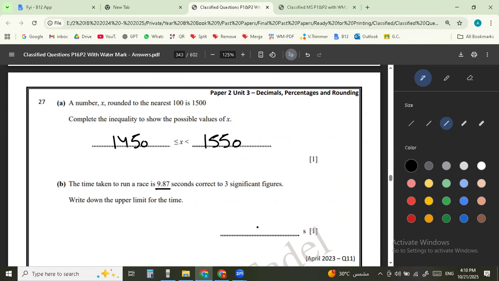The time taken to run a race is this, corrected to three significant figures. Write down the upper limit for the time. Correct to three significant figures, so it's corrected to the nearest hundredth. If I want the upper or the lower limits or the upper and lower bounds, I add and subtract by 0.005. They want the upper, so I'm going to add 0.005. You're going to find that it's 9.875.